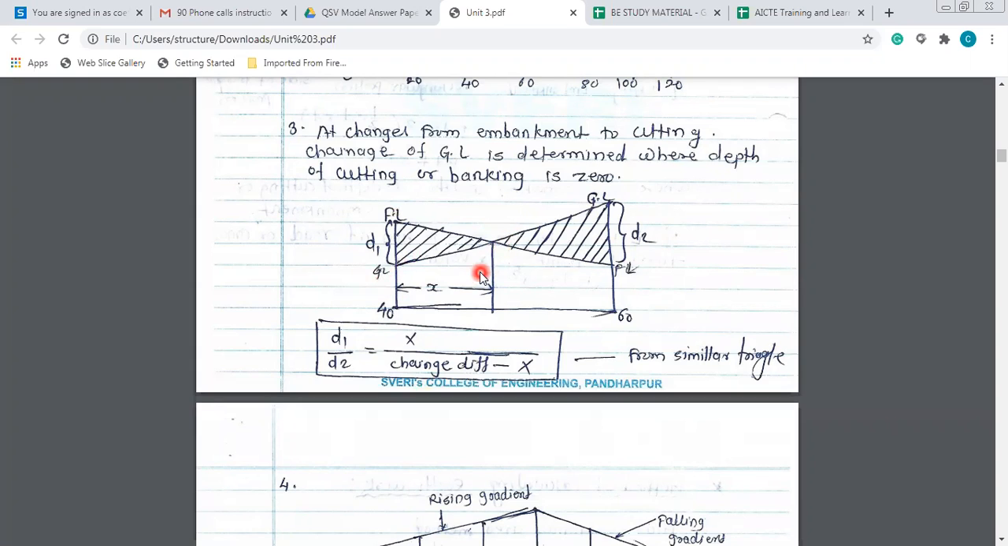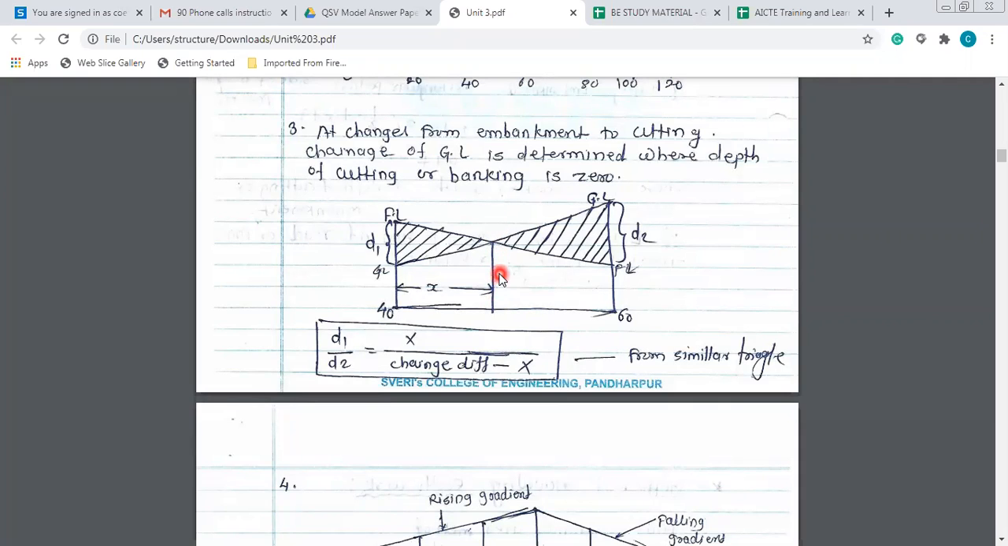Let x be the distance at which your depth of cutting or banking will be 0. The total distance is, see, the change point 40 to 60, that is a 20 meter span. So in between this 20 meter span, where that particular depth of cutting or banking is going to be 0, I want to calculate that particular depth.